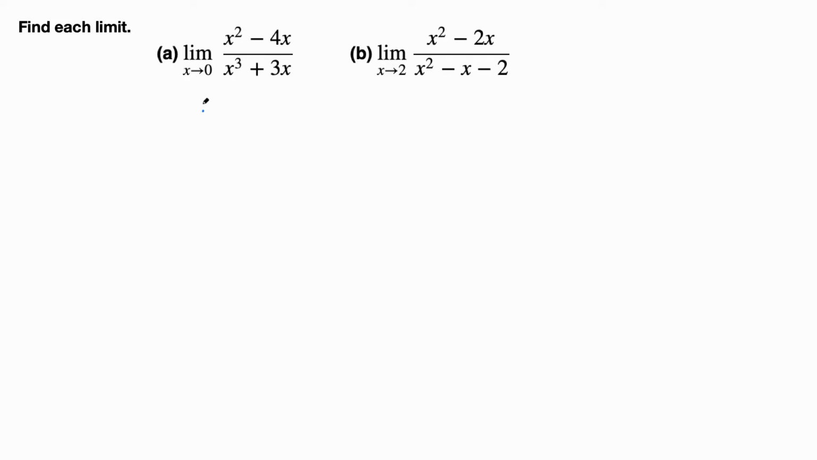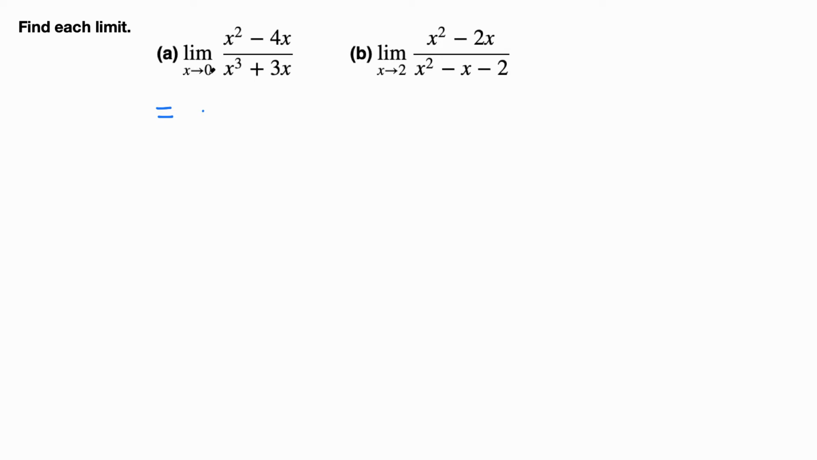Find its limit. In part A, we have the limit of x squared minus 4x over x cubed plus 3x as x tends to 0. We simply plug in x equals 0. Unless we divide by 0, we get the answer in one line. So when we get dividing by 0 or 0 over 0, then we need to do more work.